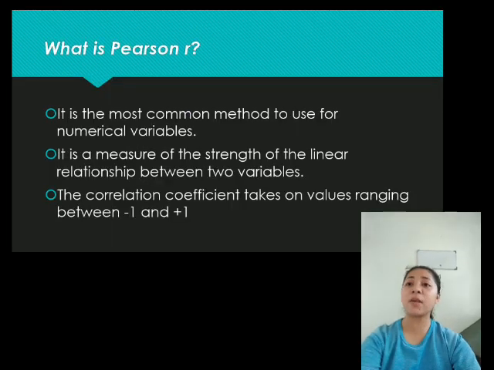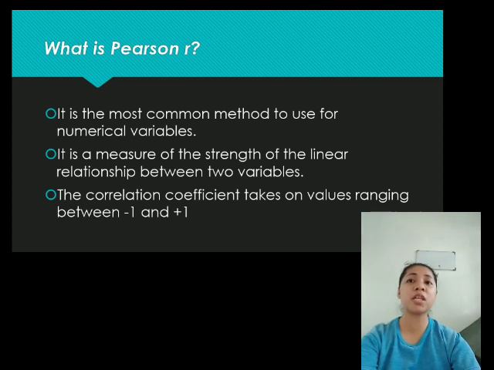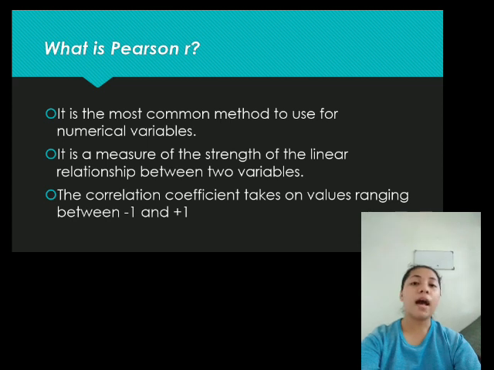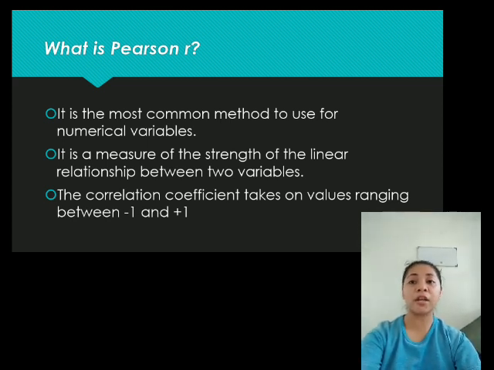So first, what is Pearson R? Pearson R is the most common method to use for numerical variables, which means that this is under quantitative research, under correlational analysis. If your research is one of correlational analysis, one thing that you're going to use is Pearson R.